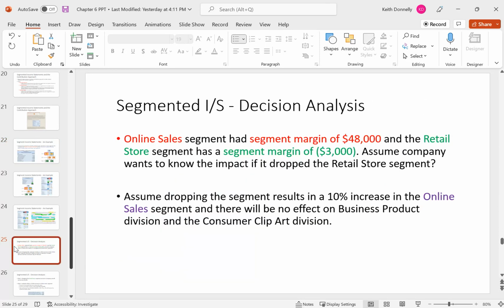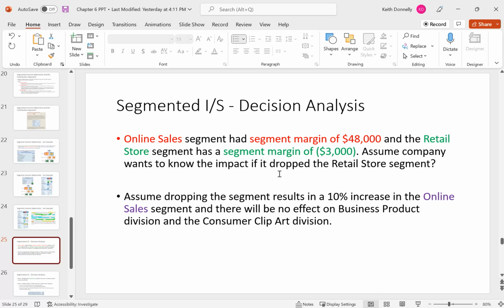So with that, one of the cool things with segment analysis is we can do a what-if analysis, right? In other words, we have this division or segment that's a loser. What would happen if we dropped it, right? We got rid of it. What would be the outcome of that?